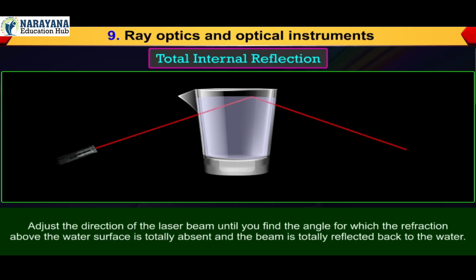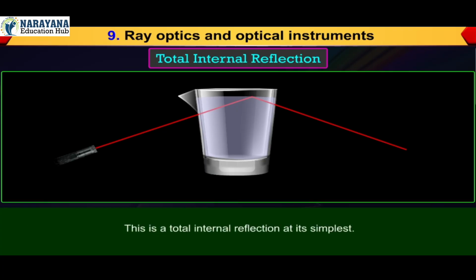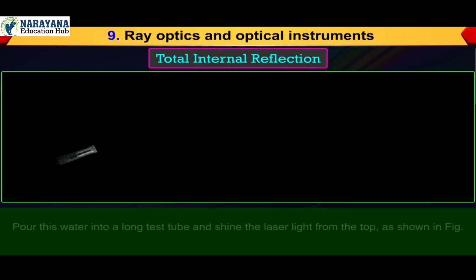Adjust the direction of the laser beam until you find the angle for which the refraction above the water surface is totally absent and the beam is totally reflected back into the water. This is total internal reflection at its simplest.